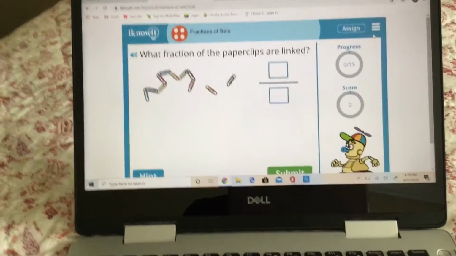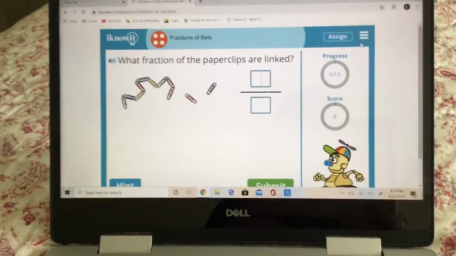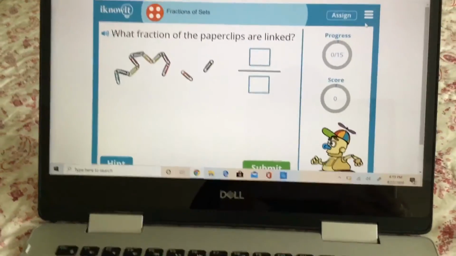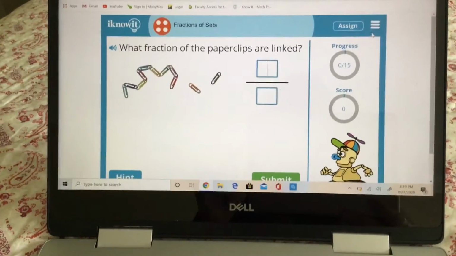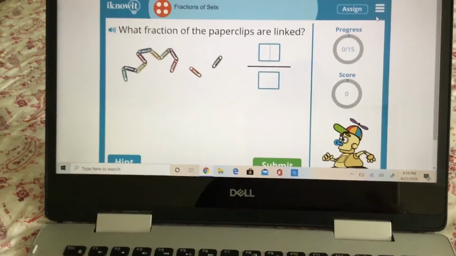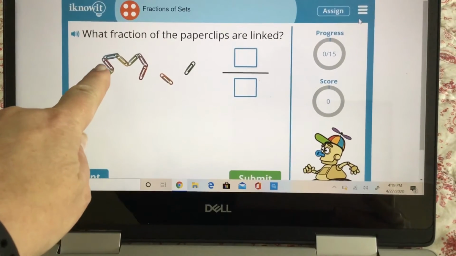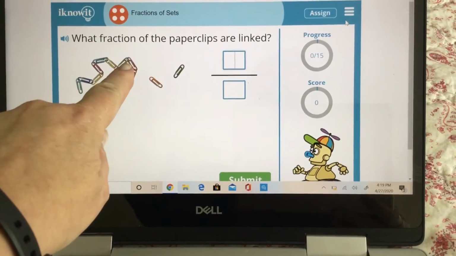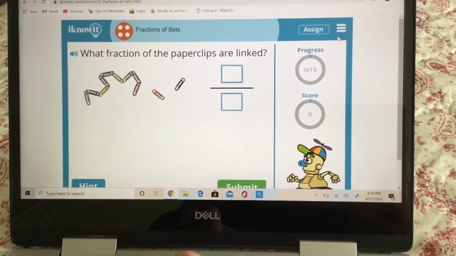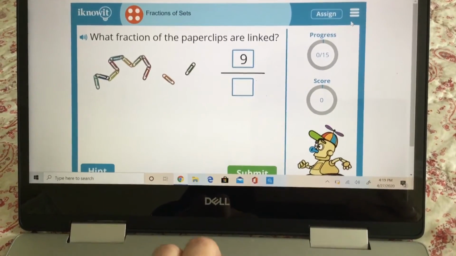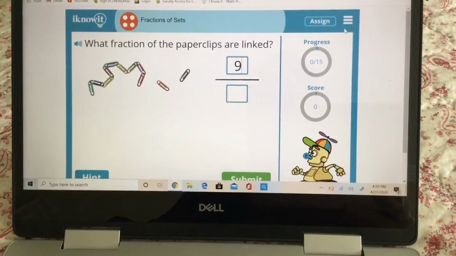Okay, all right. So on this first one, it's saying what fraction of the paper clips are linked. Again, the linked paper clips are going to be your numerator. So we need to think about this. Okay, so on the linked portion, we've got 1, 2, 3, 4, 5, 6, 7, 8, 9. Okay, now remember I totally blew it yesterday, so I'm going to see if I can get this. Yay! Okay, and our total number, the denominator, is the total number.